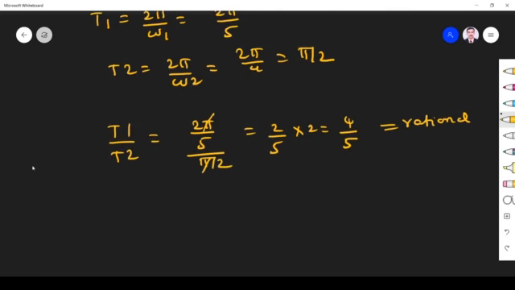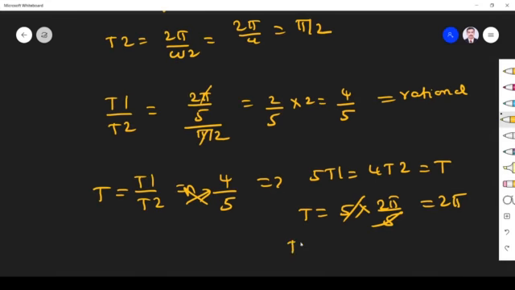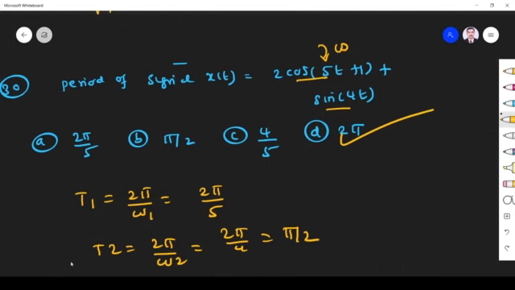For a periodic signal, how can you find the period? T1 by T2 is equal to 4 by 5. Cross multiplying, 5 T1 is equal to 4 T2, which is equal to T. So T is equal to 5 T1. Substituting T1 as 2 pi by 5, the answer is 2 pi. Otherwise, substituting T equal to 4 T2, with T2 as pi by 2, it is again 2 pi. Anyway it is 2 pi. So the answer is option D.